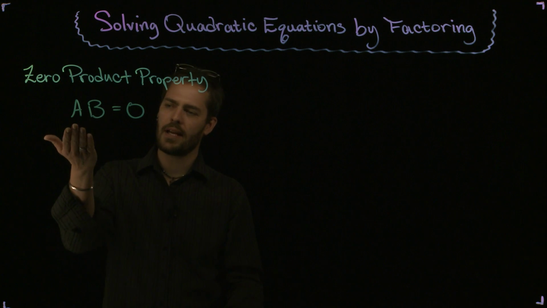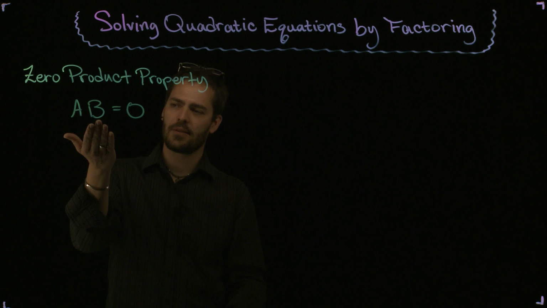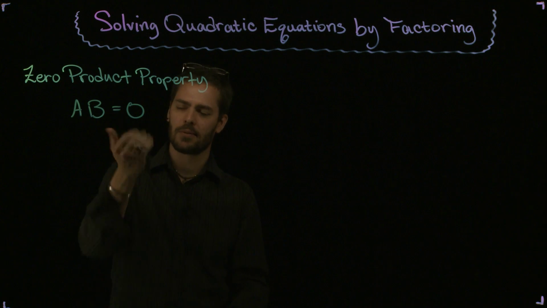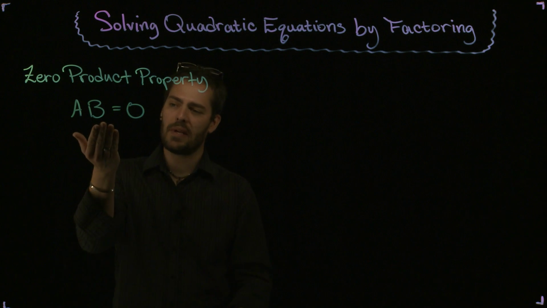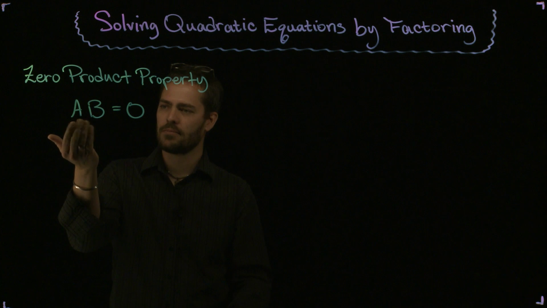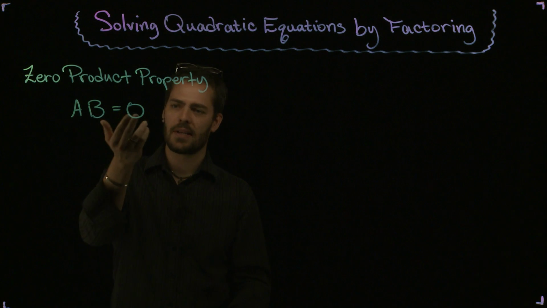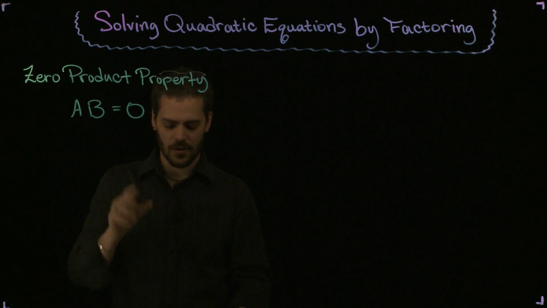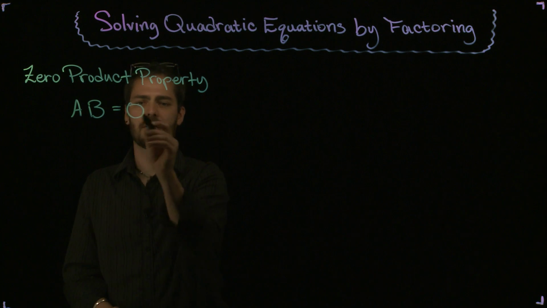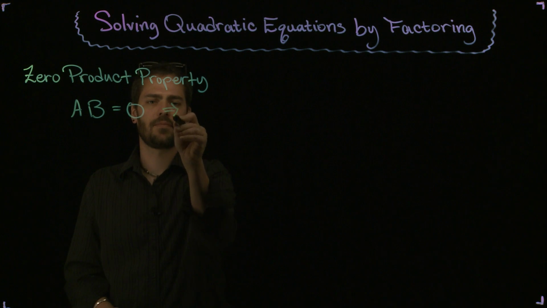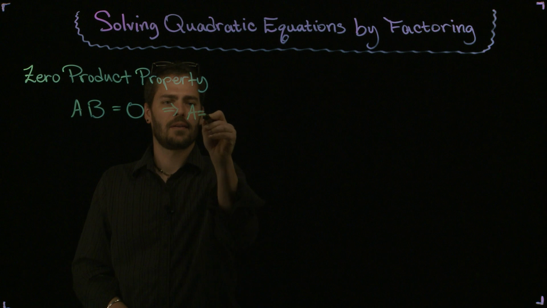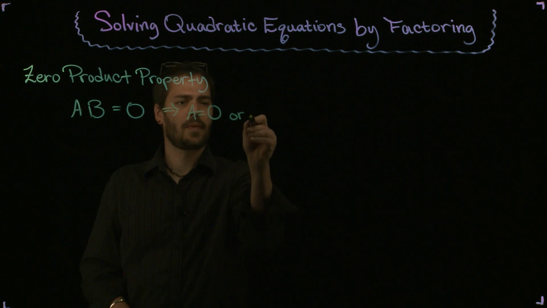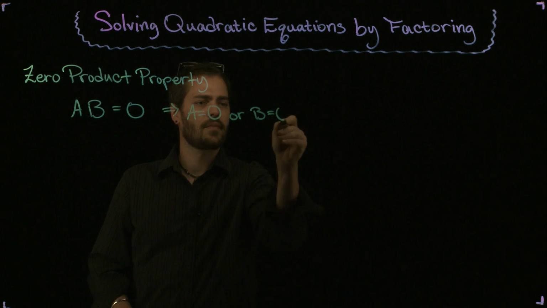No matter what A is, if B is 0, then A times B will equal 0. No matter what B is, if A is 0, then 0 times B is 0, and you still get 0. So you can say that it must be true if A times B is 0 that A equals 0 or B equals 0.